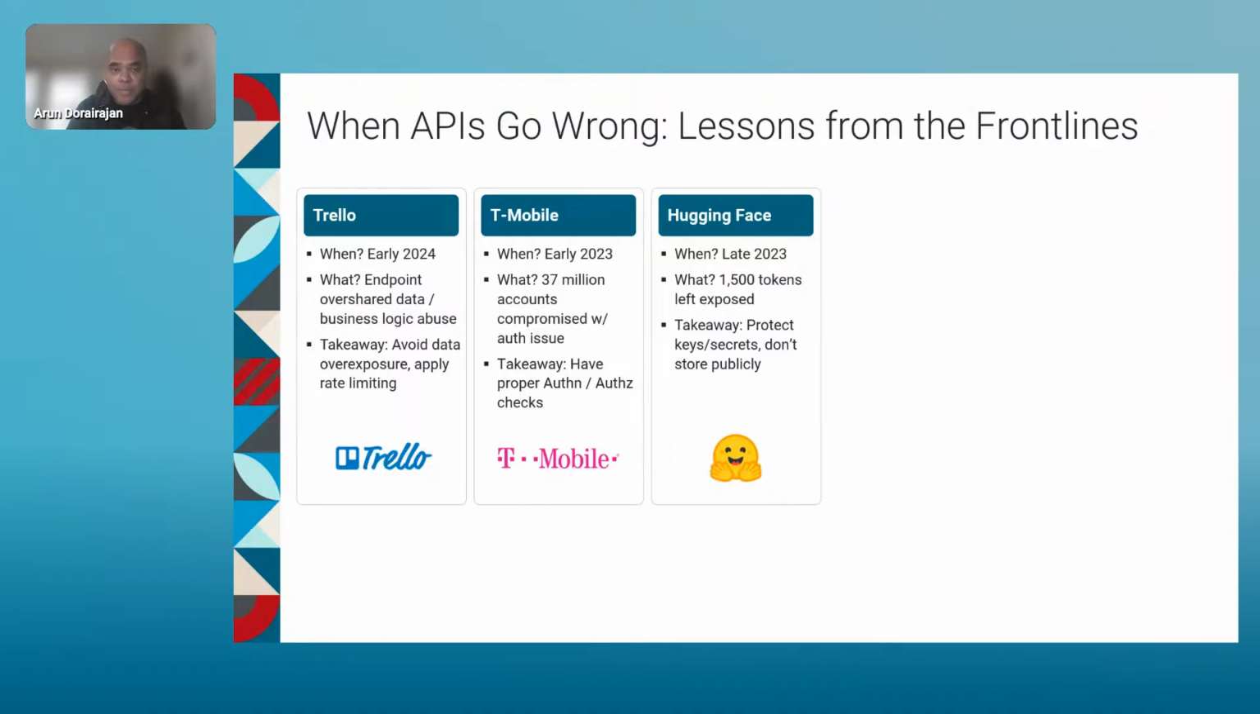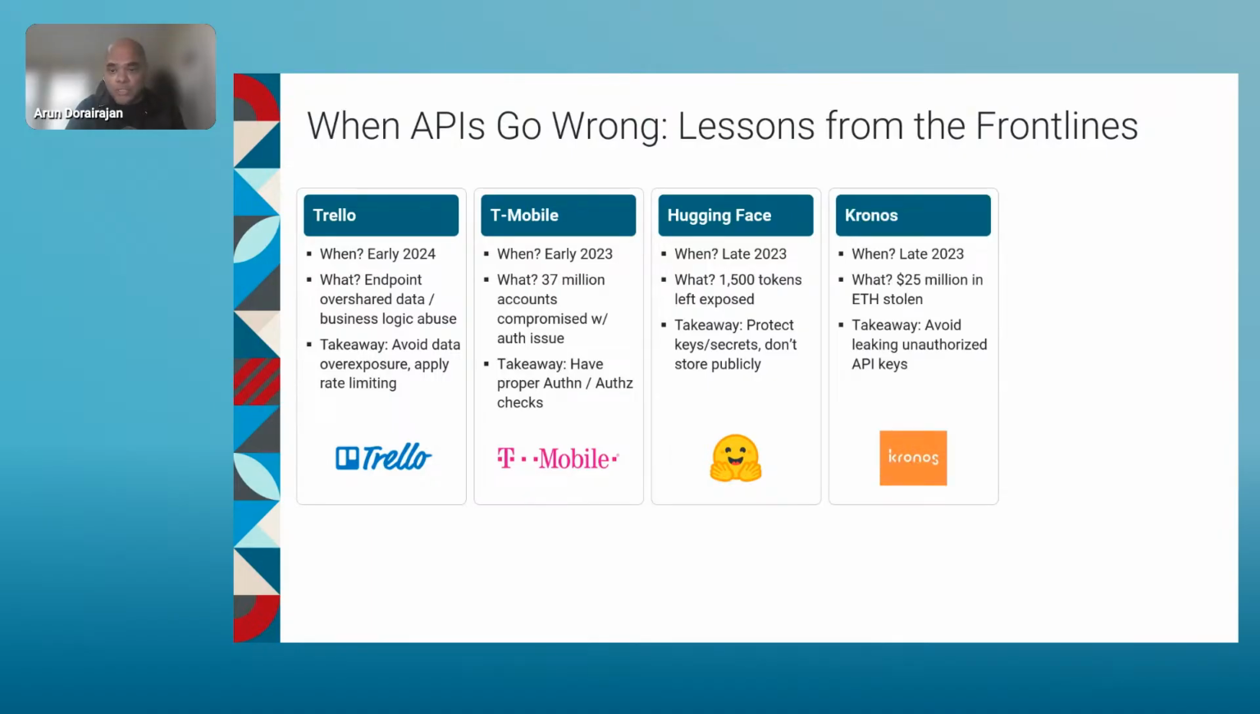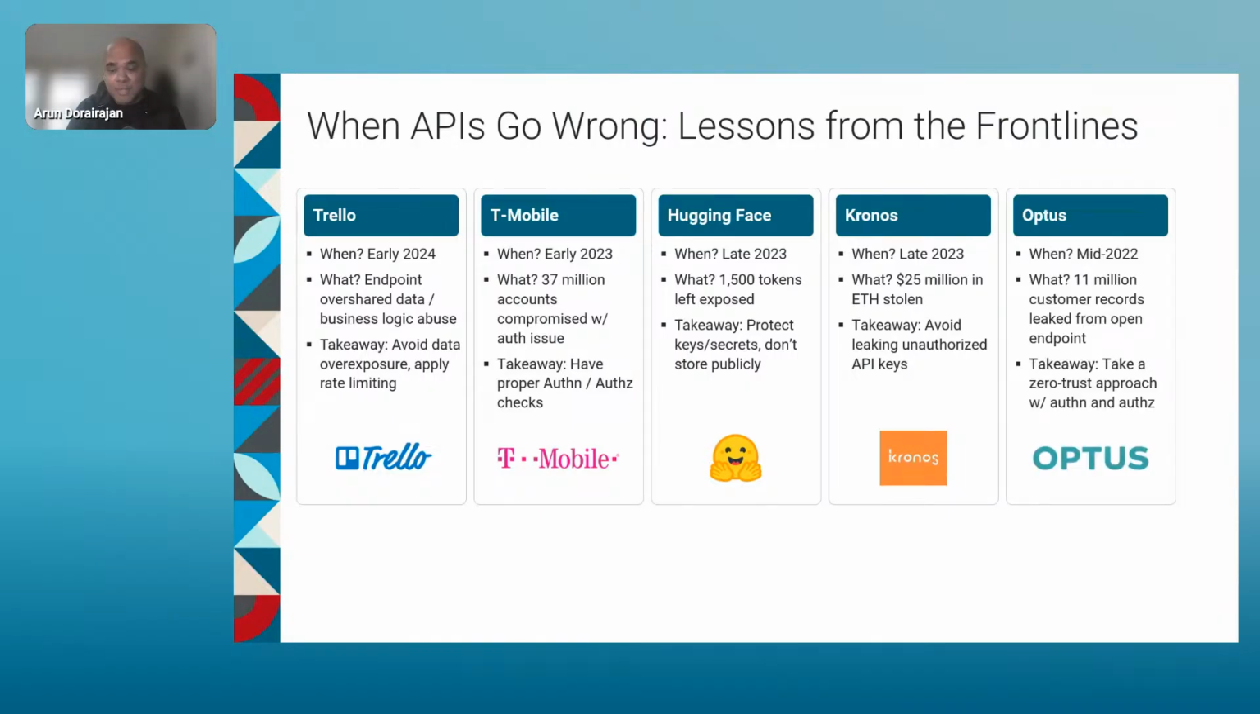And it's not just about APIs. Kronos lost 25 million due to exposed API keys. And that's not just a coding error, that's a business impact event. And Optus, 11 million records exposed through a single endpoint. Now, that's what we call a trust crisis. So you can read this at the takeaways from 5 API breaches, which we'll share later.